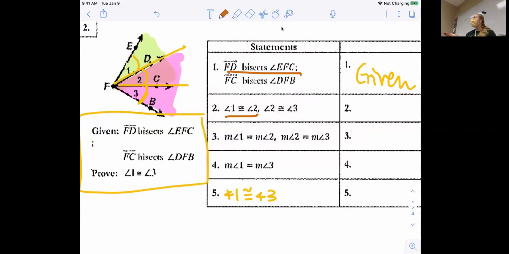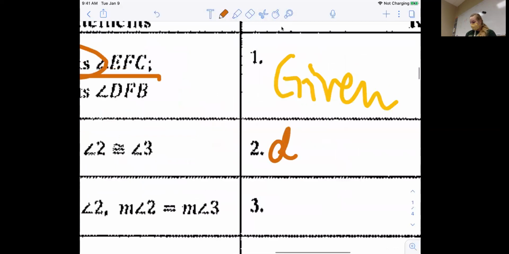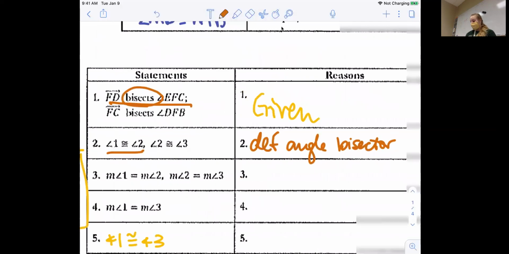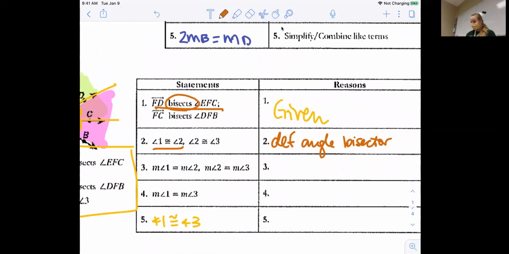Good, so because it bisects, they're congruent. So that's definition of angle bisector. The bisector makes my congruent angles. Because I went from it was a bisector to the angles are congruent, the reason the angles are congruent is because we had a bisector.